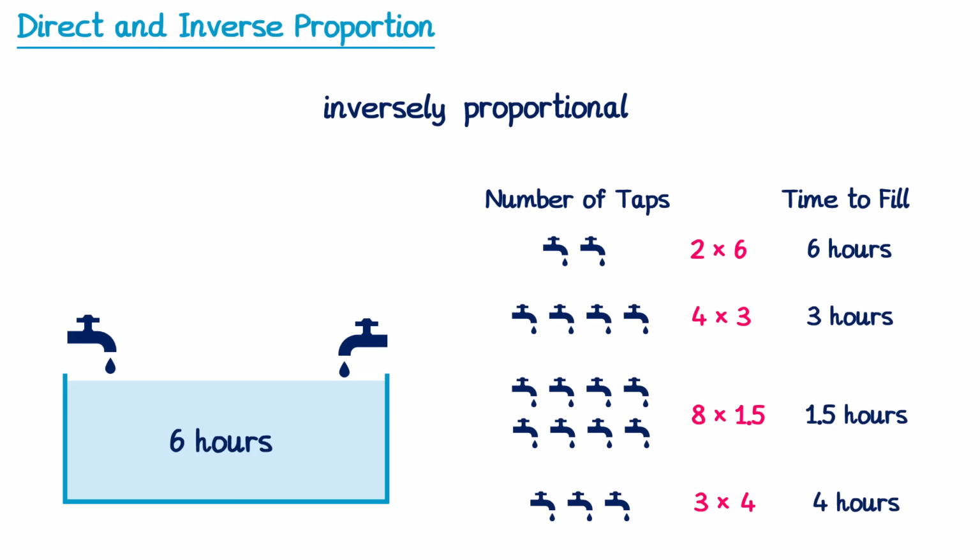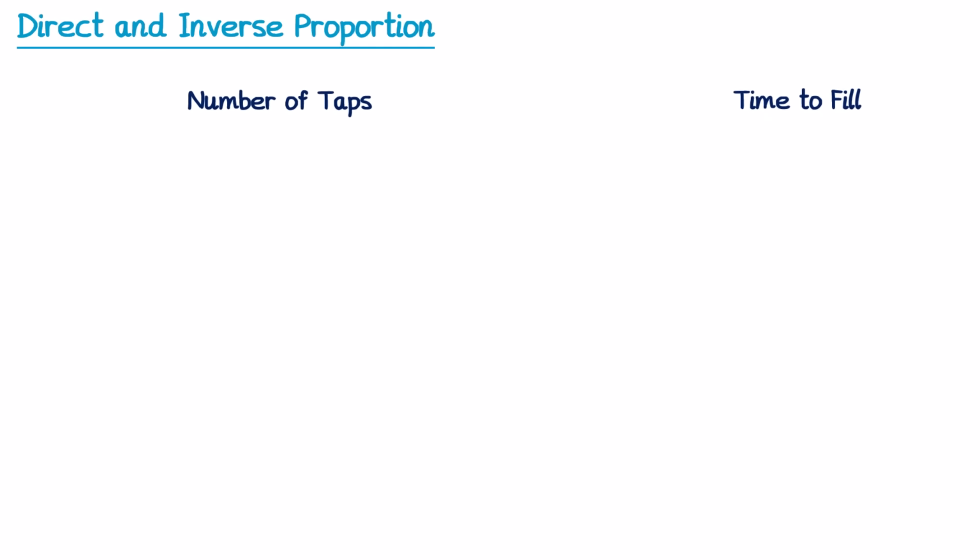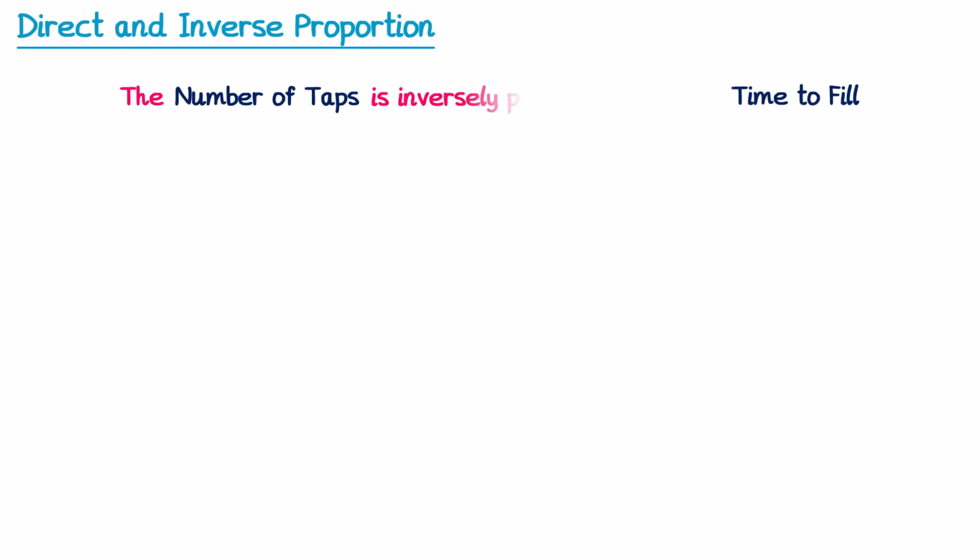When things are related in this way, where they multiply to give a constant number every time, we say they're inversely proportional to each other. So we could say, the number of taps is inversely proportional to the time it takes to fill. And that applies the other way around as well.